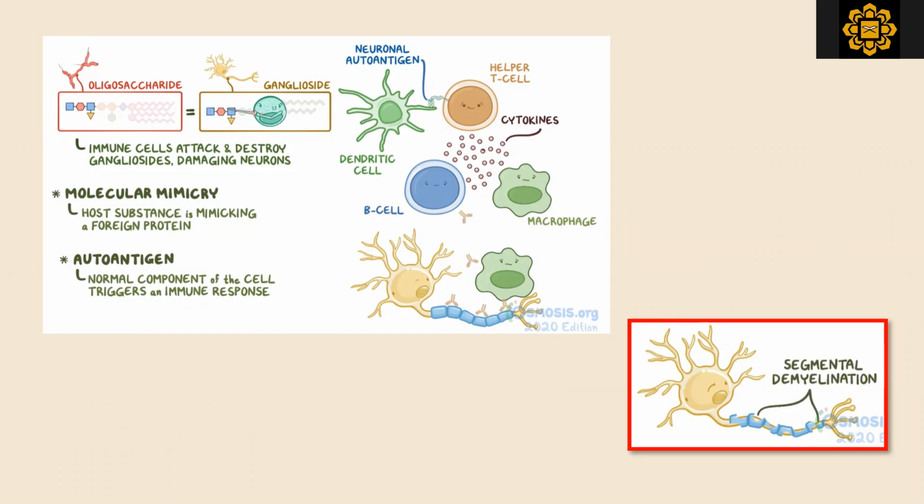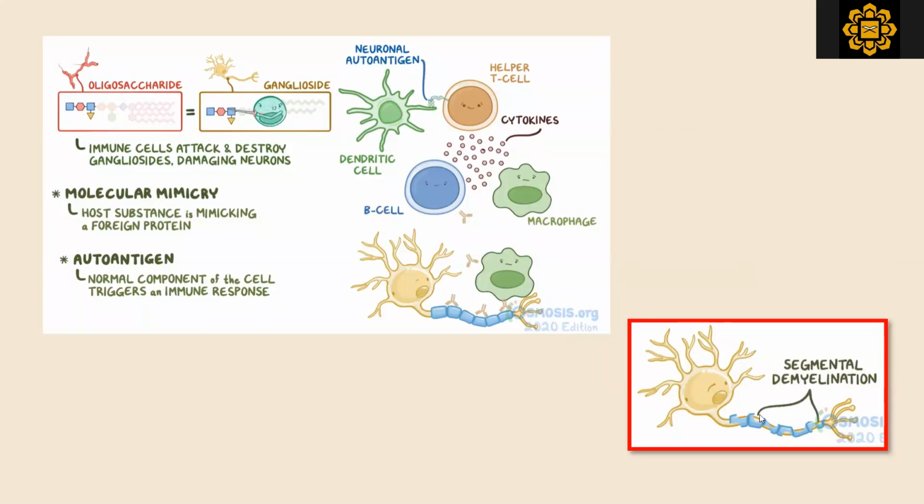So there will be an autoantigen. In C. jejuni, you have a protein which is an oligosaccharide. So it mimics the ganglioside on our neurons. That's why our immune cells mistakenly see the ganglioside as the protein from the bacteria. So it will attack and then it causes segmental demyelination.